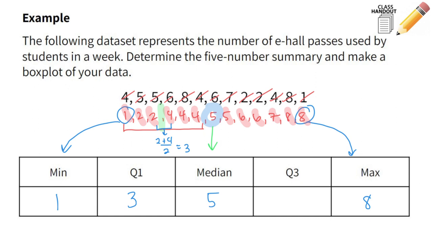And then we're going to do the same thing for Q3. So here's the upper half of my data. We're going to cut it in half. So that means my median is going to be between 6 and 7. So we're going to do 6 plus 7 divided by 2. 6 plus 7 is 13 divided by 2, which is going to be 6.5. So Q3 is going to be 6.5. So there's my 5-number summary. My minimum is 1. Q1 is 3, median is 5, Q3 is 6.5, and maximum is 8.